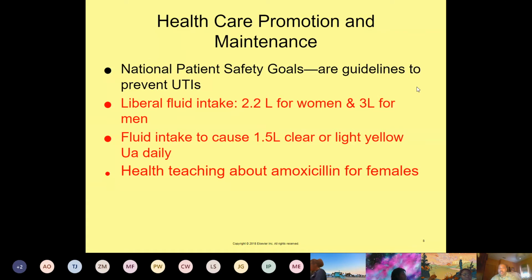As far as fluid intake, there should be liberal fluid intake of 2.2 liters for women, and you want to remember these numbers, and 3 liters for men. And of course, always think about contraindications, because you might have a patient who has heart failure or CKD or some other problem where they have fluid overload and require fluid restrictions. So this may not be so easy for them.